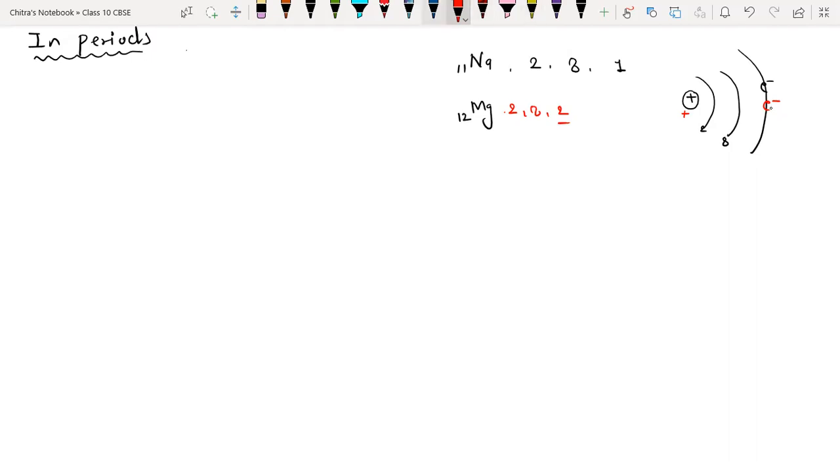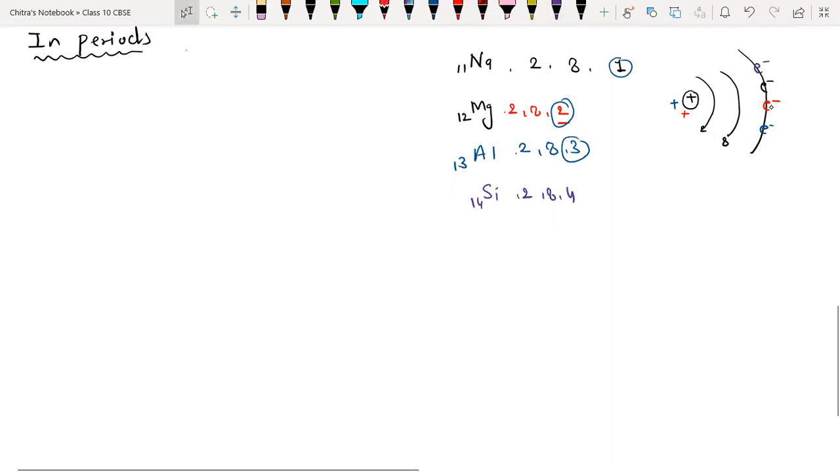Is it or not? Now we are going to discuss aluminum. Aluminum has atomic number 13, so its electronic configuration is 2, 8, and 3. See here we are having 2, then 8, now 3. That means in the same shell again one electron is added, so one proton will also be added here. Now we are going to discuss silicon. Silicon has atomic number 14, so its electronic configuration is 2, 8, and 4. So here also one more electron is added. If an electron is added, a proton will also be added.